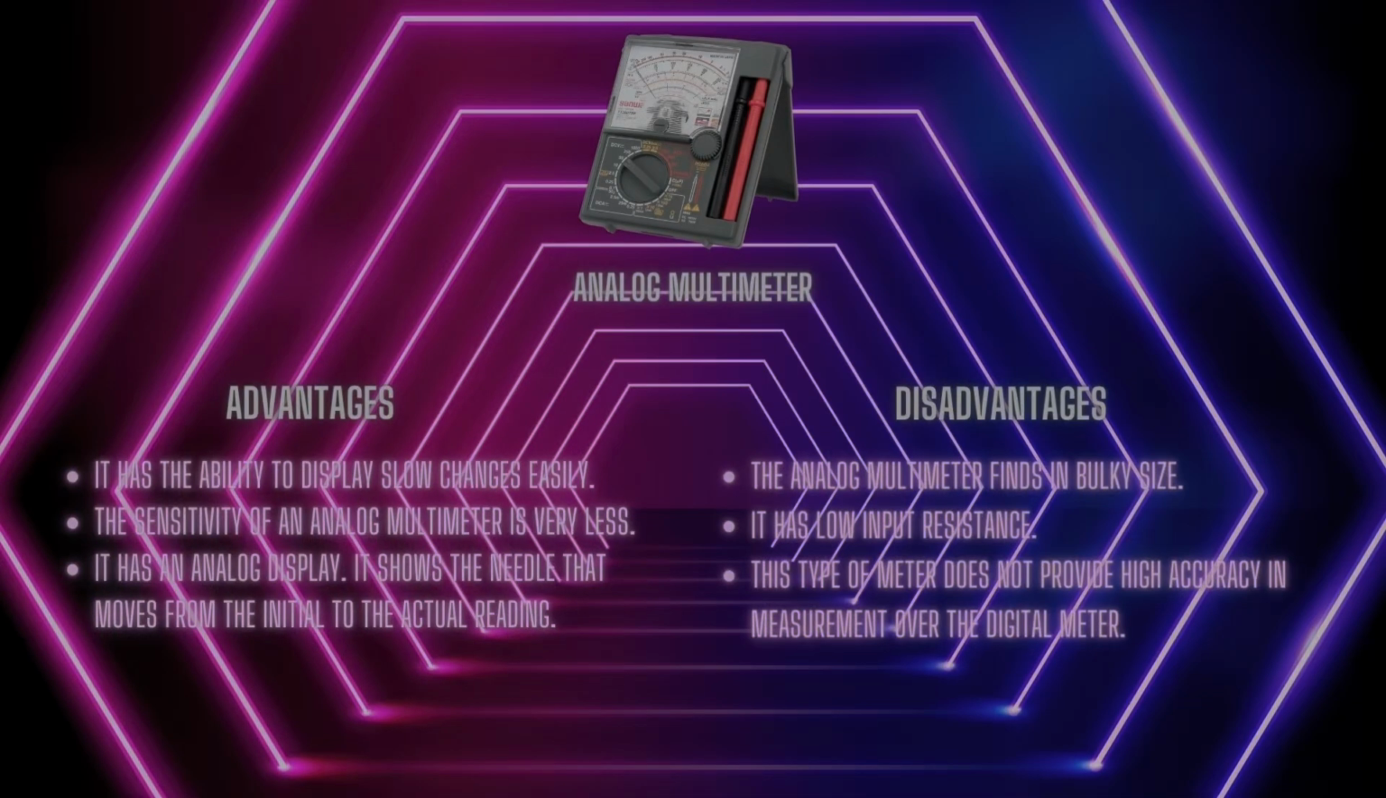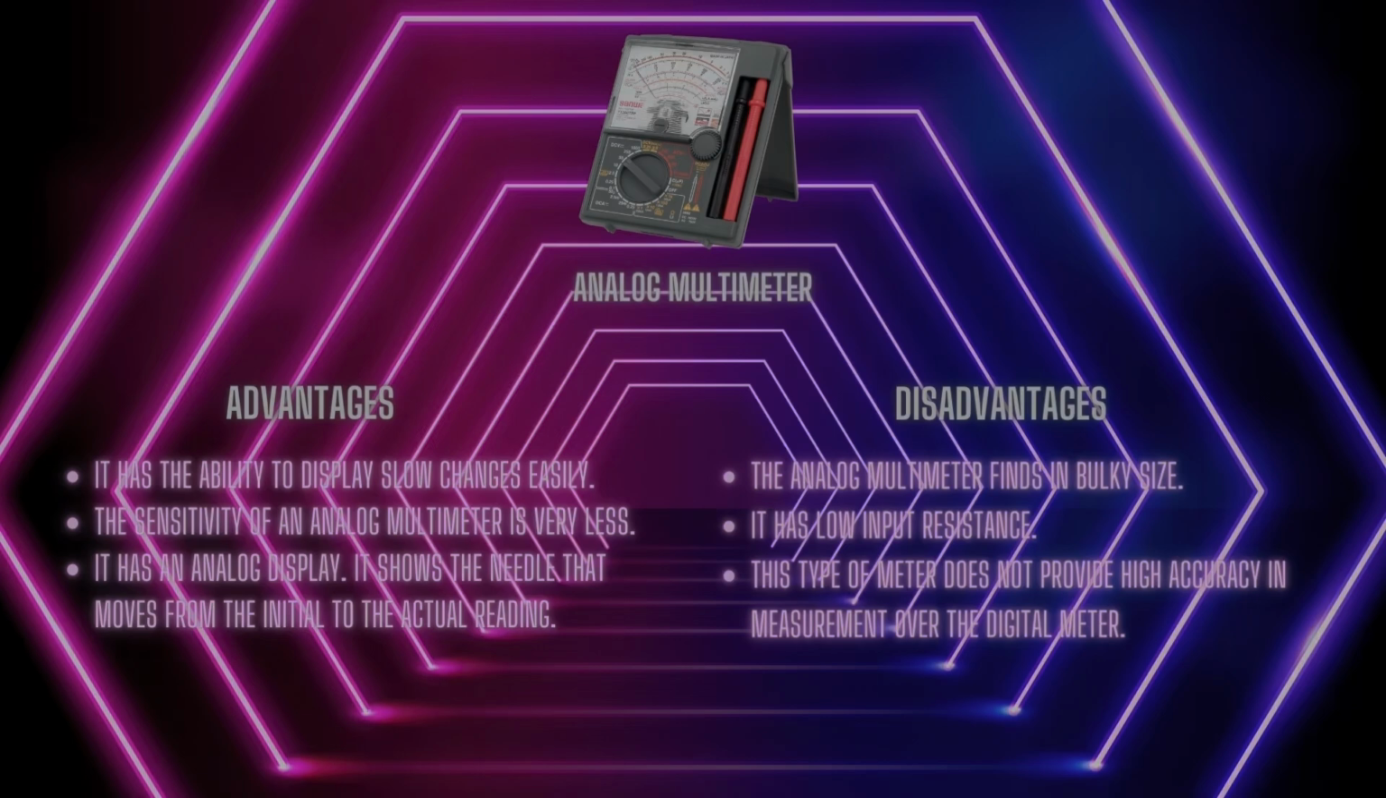The advantage of the analog multimeter is that it has the ability to display slow changes easily. The sensitivity of an analog multimeter is very low. It has an analog display, so the needle moves from the initial to the actual reading.